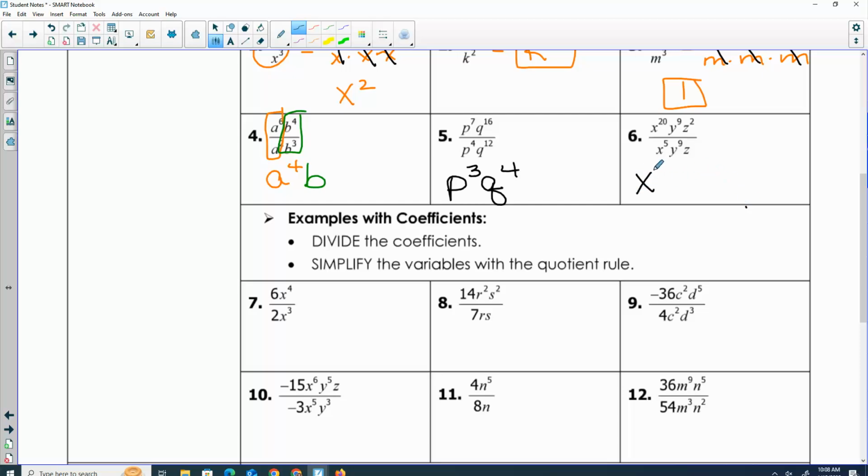Number 6, x to the 15th. 20 minus 5 is 15. Y to the, what happens to my y's? It's the same thing on top and bottom, so that just means the y's are gone entirely. If you had the same thing on top and bottom, those just cancel out. But I do have z's, I have 2 on top and 1 on the bottom, so it's just to the 1st, only 1 z remaining.